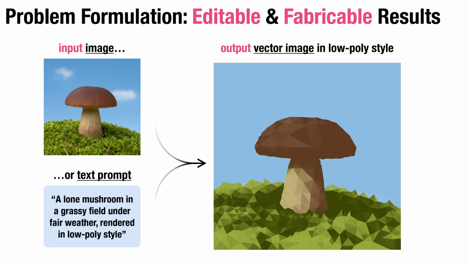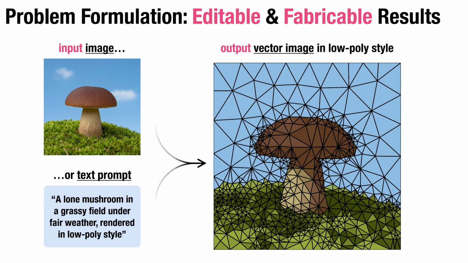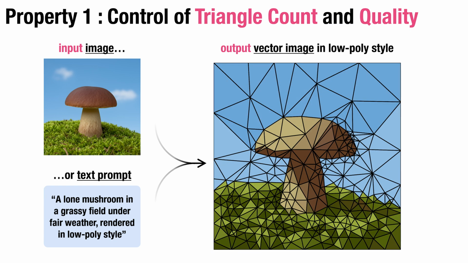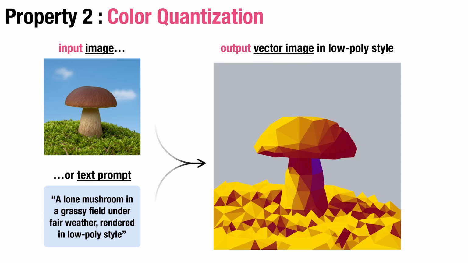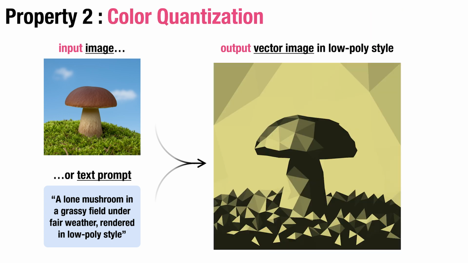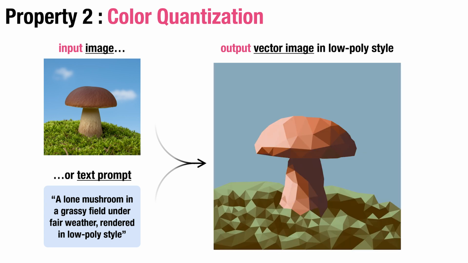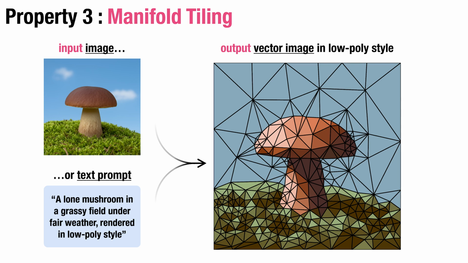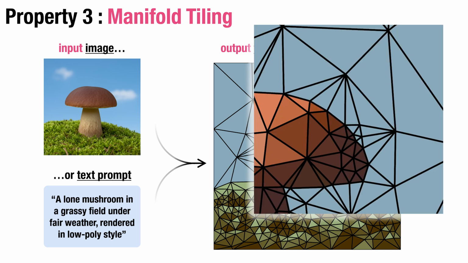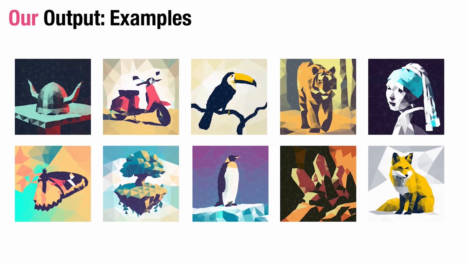To make the results easy to edit and fabricable, we aim to give the user control over certain properties such as the number of triangles, as well as their quality. Additionally, we want to prescribe a given color palette. This is useful for fabrication purposes with a limited set of materials or colors. The output must also form a manifold tiling without self-intersections, a property that is crucial for editing and fabrication, and not guaranteed by previous work. Here we show some example outputs generated by our method.